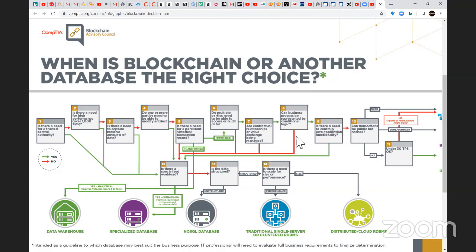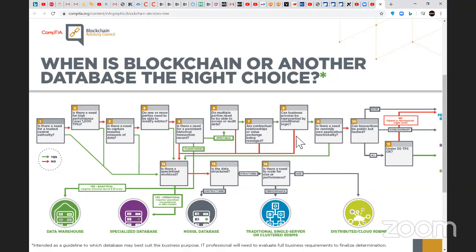Are contractual relationships or value exchange being managed? If no, go to 8. Can business process be represented by conditional logic? If no, go to 9. Is there a need to centrally own application functionality? If no, go to 10. And 10 is, can transactions be public but hashed? It's an interesting question too, because that throws a monkey wrench into a lot of things.